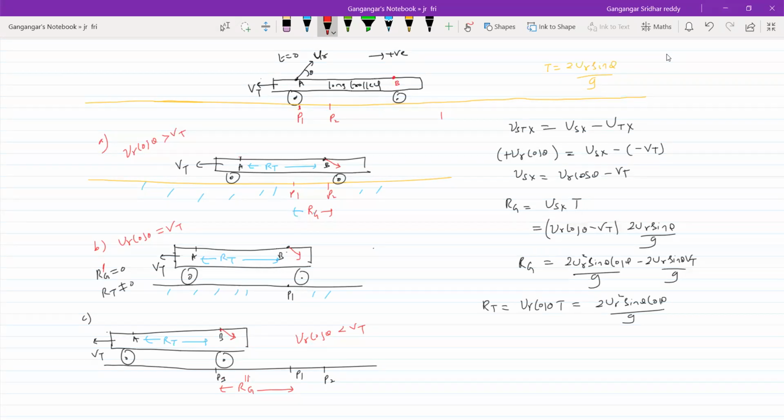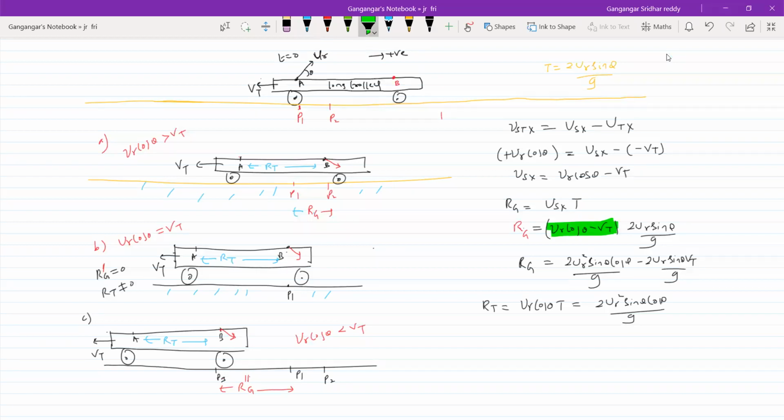Sir, can you explain once again how Rg is 0, sir? u cos theta equal to Vt. Look at the mathematics. If u cos theta equals Vt, what happens? Rg will be 0. Are you seeing this? Let me highlight it. Are you looking at this? I think this will determine, no?